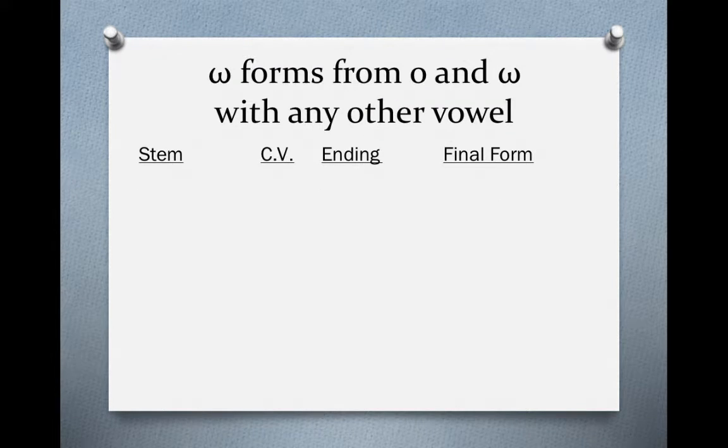The third rule is that omega forms from omicron and omega, or really the combination of any other vowel with these two, omicron and omega, they're going to end up being omega in the final form. So we've got a verb like agapao. The stem is agapa. The connecting vowel, if it's first plural, would be omicron with the men. Agapa, o, men, ends up being agapomen.